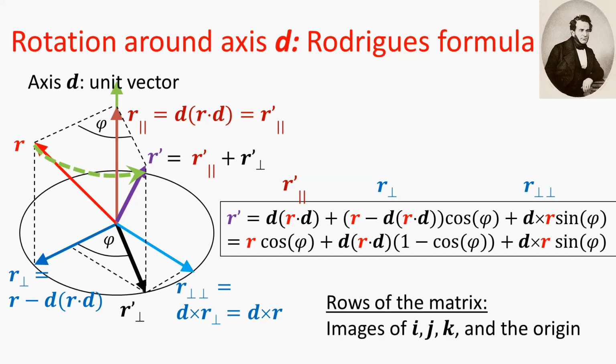If we have a formula and we have to convert it to a matrix multiplication, we need to consider the basis vectors and the origin separately, and they will define the 4 rows of the 4 times 4 transformation matrix.